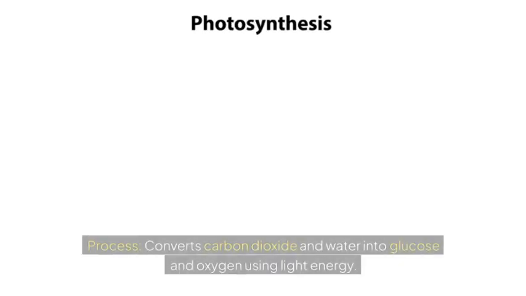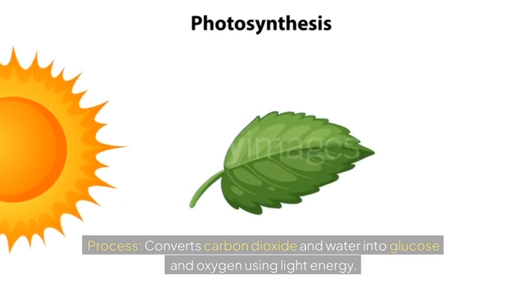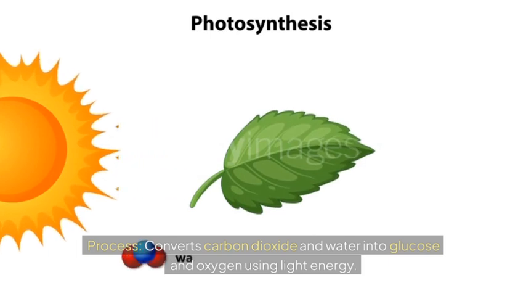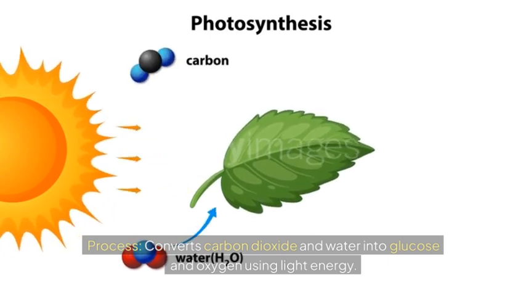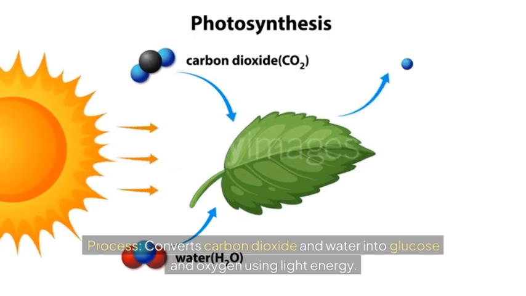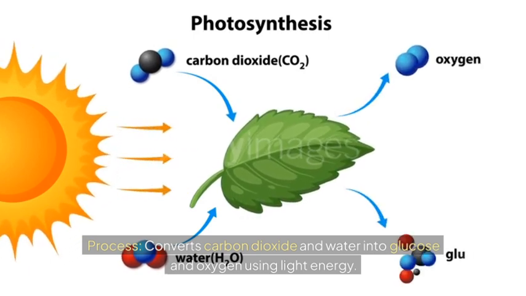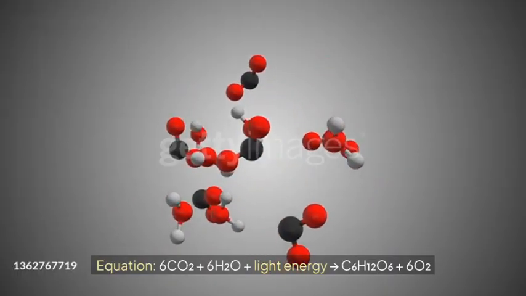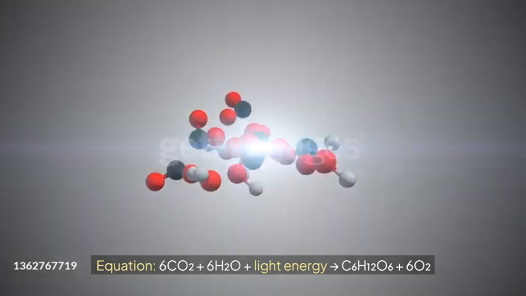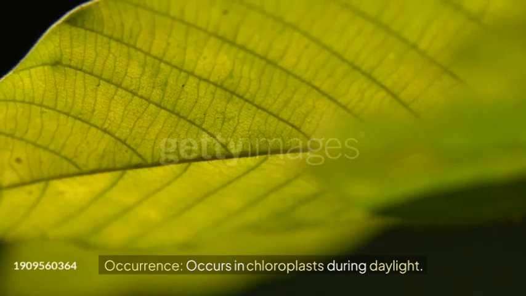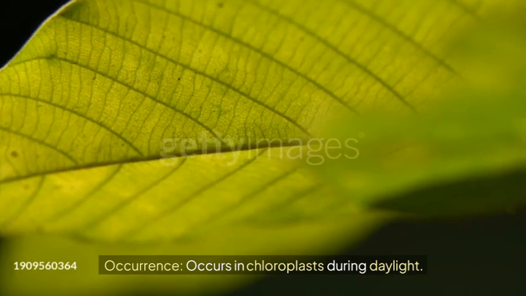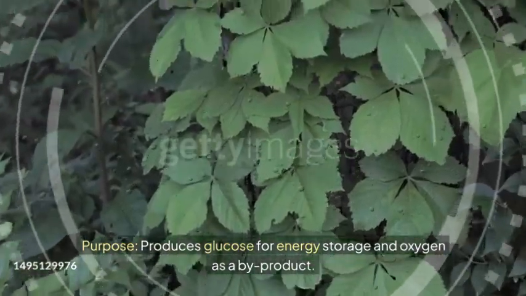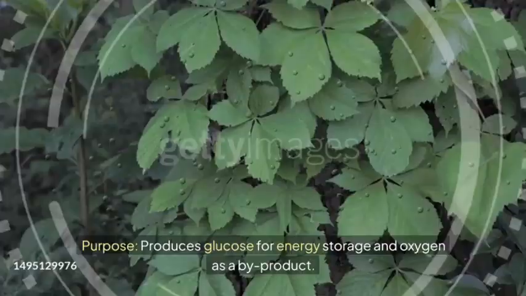Photosynthesis process: converts carbon dioxide and water into glucose and oxygen using light energy. Equation: 6CO2 + 6H2O + light energy → C6H12O6 + 6O2, occurs in chloroplasts during daylight. Purpose: produces glucose for energy storage and oxygen as a byproduct.